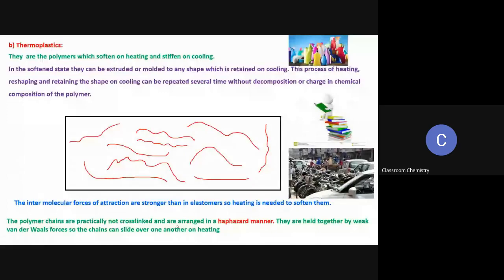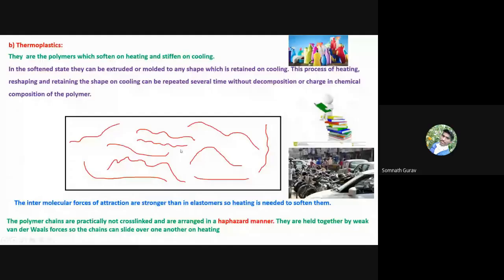And these are held together by weak van der Waals forces, so the chains can slide over one another on heating. Okay, if you see, this is the chain, or this is the chain. And if you heat it, then it becomes what? Softer. Means what? The chains slide over each other. Okay, all of you understand this thermoplastic polymer? Yes, sir.